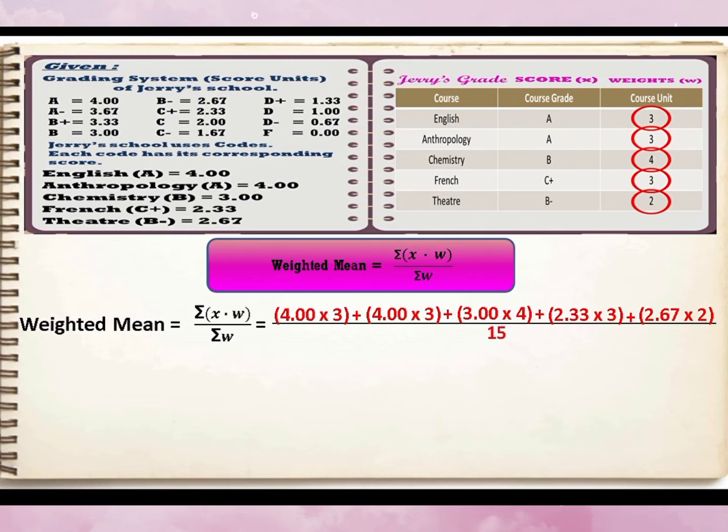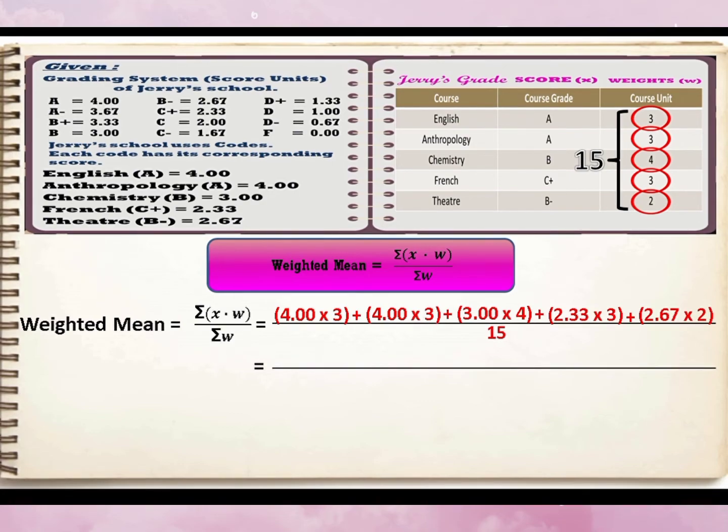Then we will divide it by 15. So where did this 15 come from? Again, based on the formula, we are going to divide it by the summation of all the given weights or the total sum of course units, which is 15. That's why we have 15. Now, let's start the computation step by step. Let's copy this sign, then let's start with the first term.